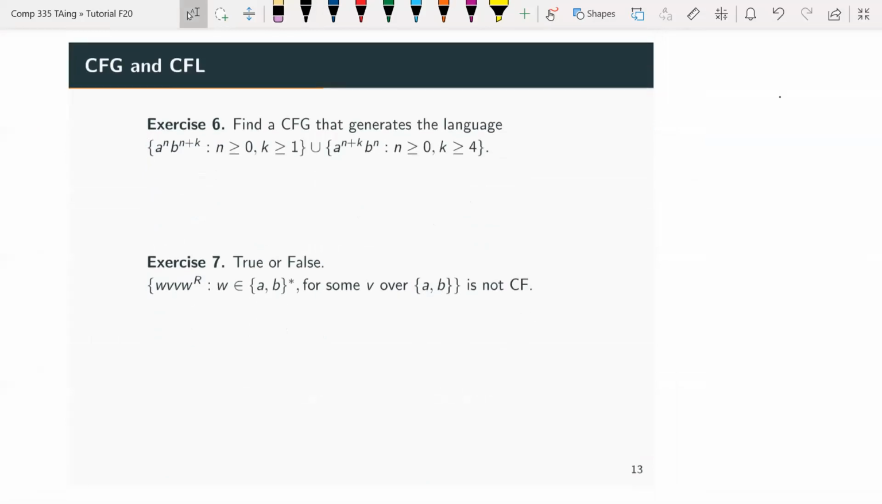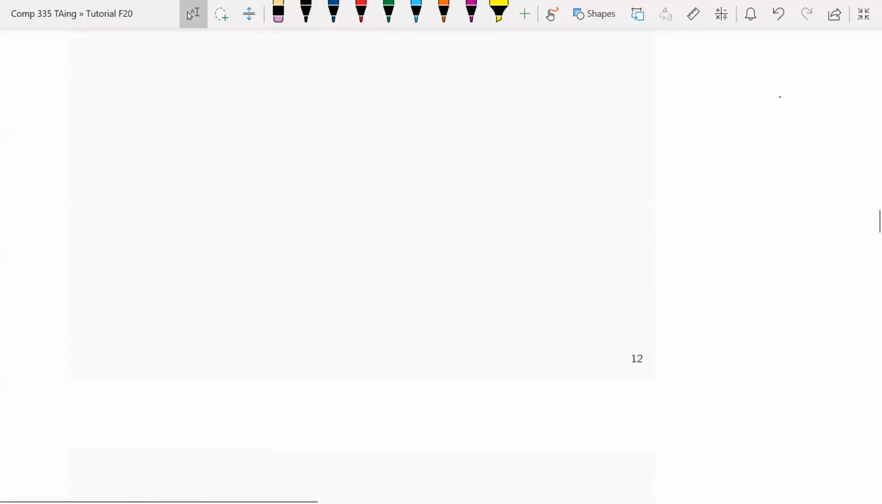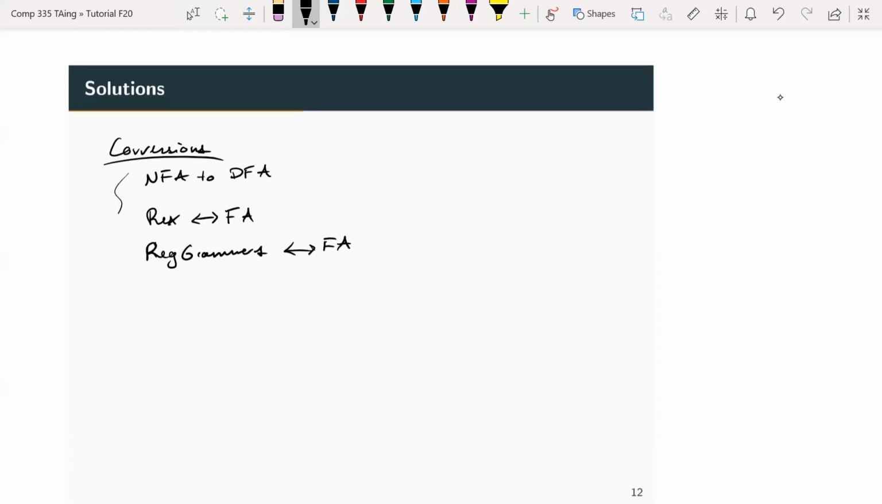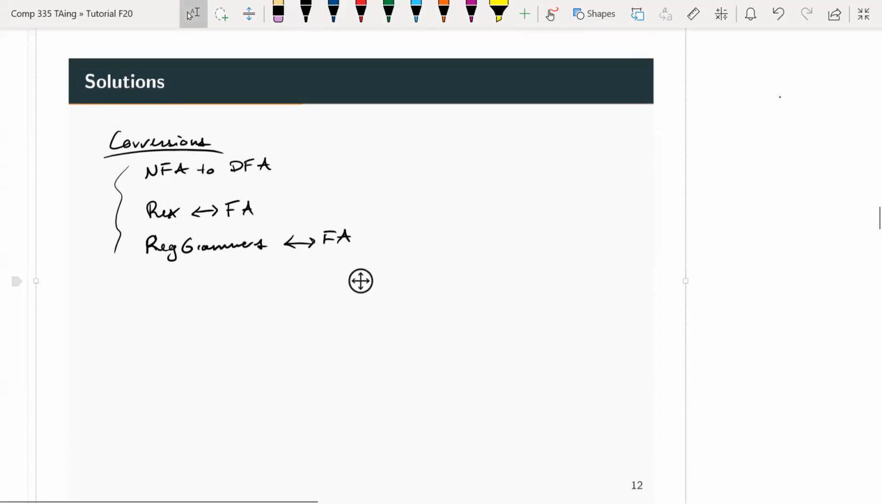Converting. So my bad, just because there isn't enough time to do everything. But definitely NFA to DFA conversion, that one's very important, and also the regular expression and FA conversion, those are important, and also the ones about regular grammars and FAs. So those are also important. I'm not covering them just for the sake of time.